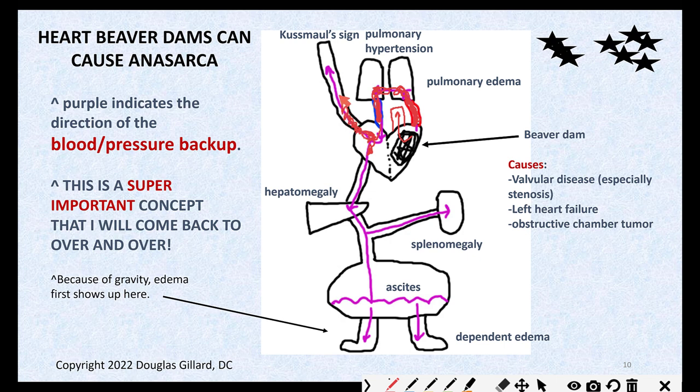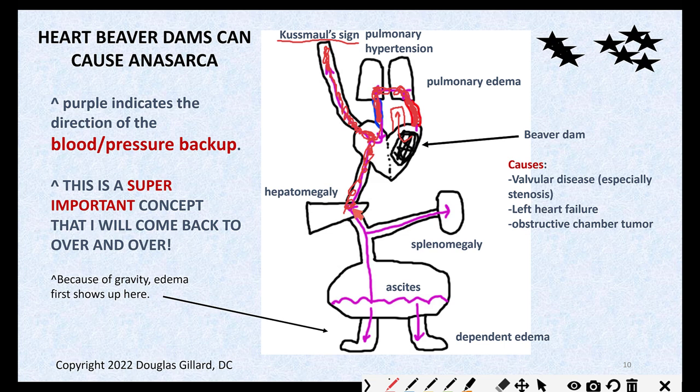Anyway, it backs up into the veins here, up into the jugular veins, and you can get a Kussmaul sign, which I don't think we've talked about yet, but I have videos on it, and we will talk about it. Your jugular vein bulges out when you take a breath in. The backup goes down into the liver, and the liver swells up. We're going to teach you how to palpate the liver. And there's a test where you can poke the liver, and you can make the jugular vein bulge out.